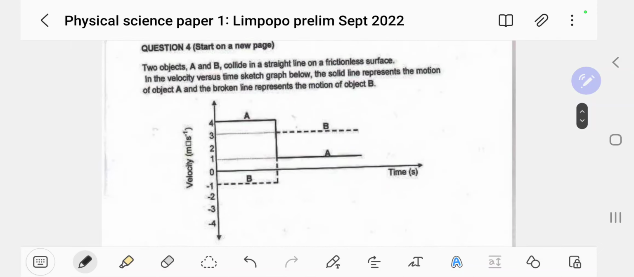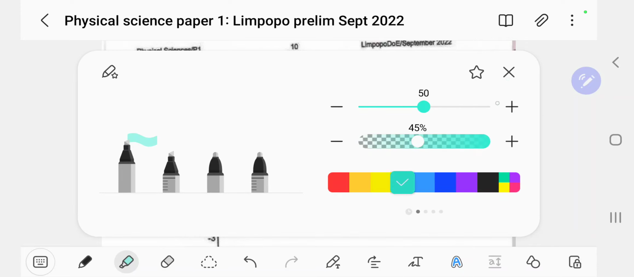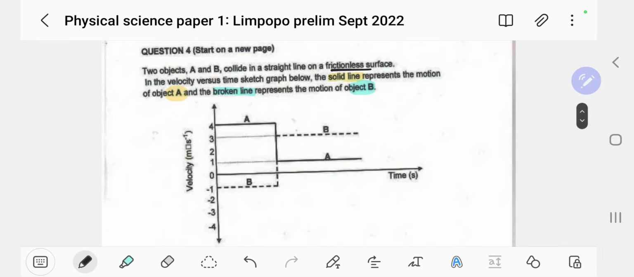All right, let's quickly do this one. This is the easiest. Question 4. It's usually very quick, so no need to waste time here. Question 4 says, two objects A and B collide in a straight line on a frictionless surface. So this is momentum, energy, impulse. In the velocity versus time sketch graph below, the solid line represents the motion of object A, and the broken line is for object B. That is important. Let's look into the sketch.